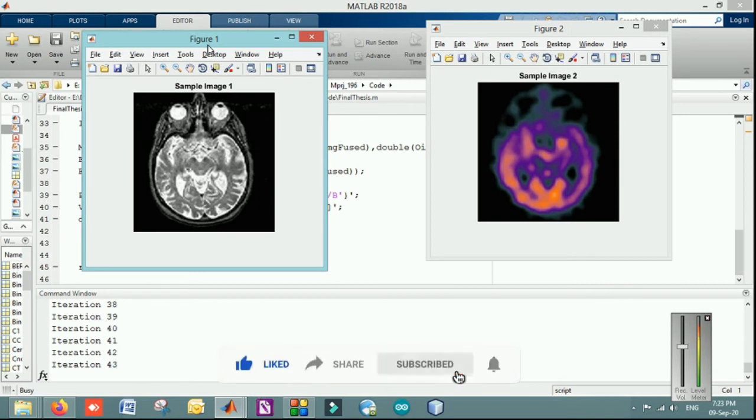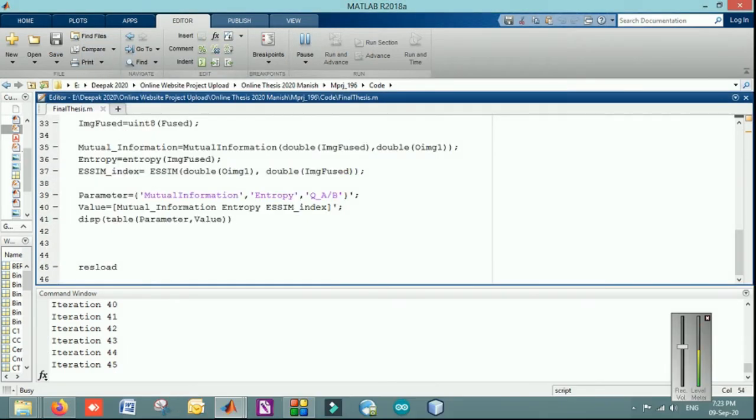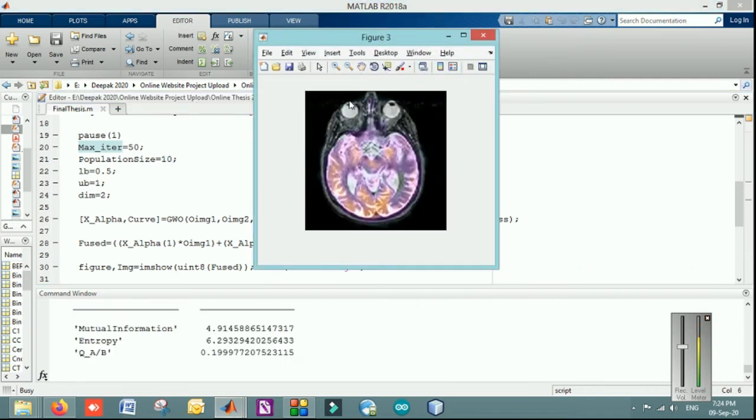The iterations are taking much time, so let's see how many iterations I have given. I think I have given 50 GWO iterations, and 48 iterations are done. So let's wait for the 50th iteration. Once it is done, you can see the fused image.